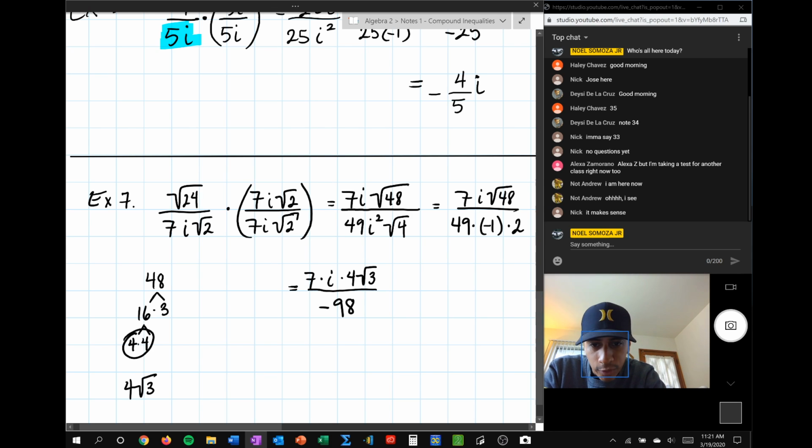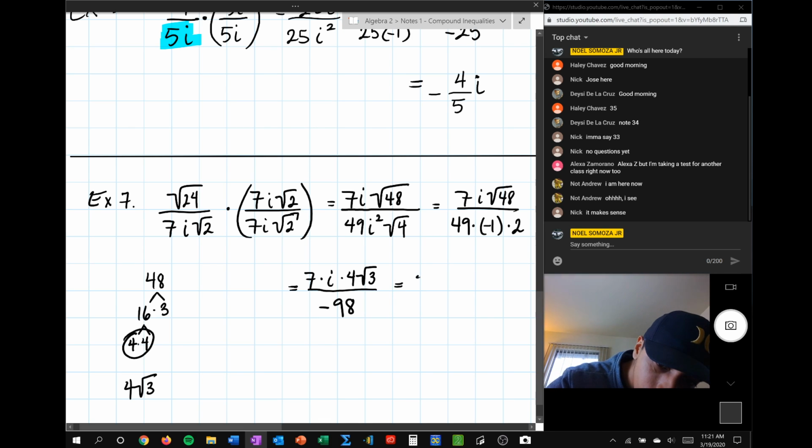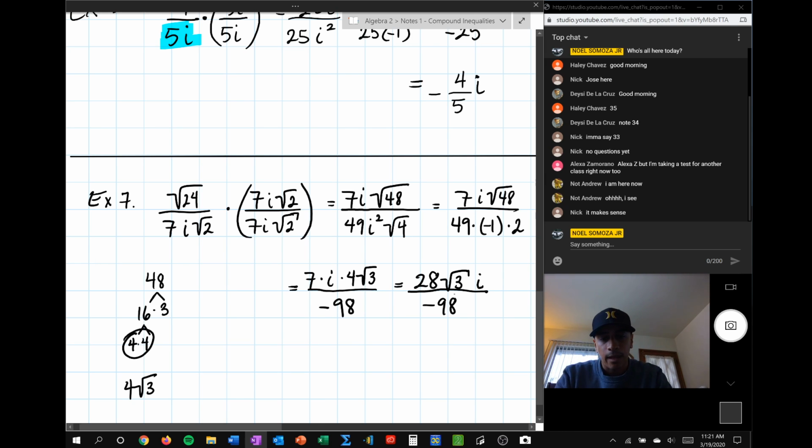Well, I'm allowed to multiply whole numbers together. So I have 7 times 4 that I can multiply together right now. And that gives me 28 square root of 3. Now I'm going to write the i at the end finally, all over -98. I'm almost done.